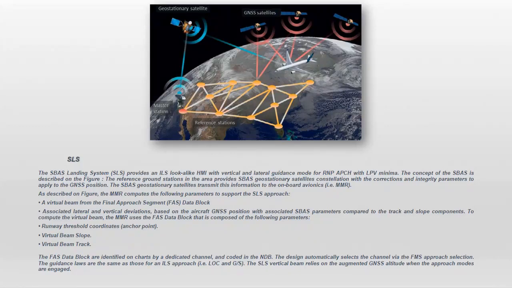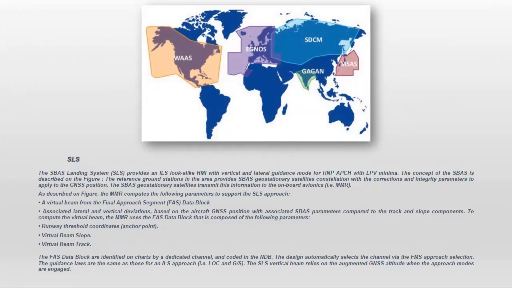SLS. The SBAS landing system provides an ILS lookalike HMI with vertical and lateral guidance mode for RNP approach with LPV minima. The concept of the SBAS is described on the figure. The reference ground stations in the area provide SBAS geostationary satellites constellation with the corrections and integrity parameters to apply to the GNSS position. The SBAS geostationary satellites transmit this information to the onboard avionics, that is the multi-mode receiver.